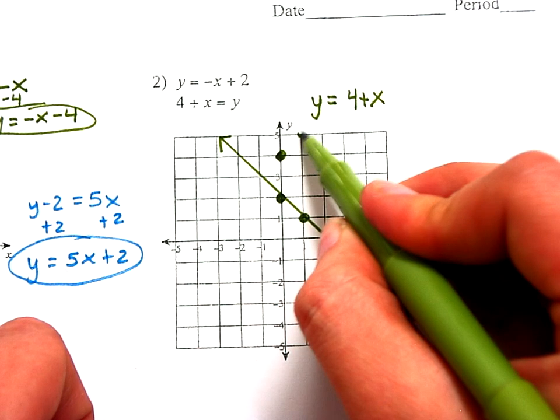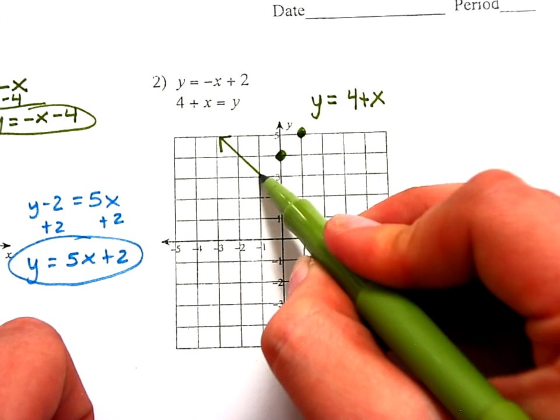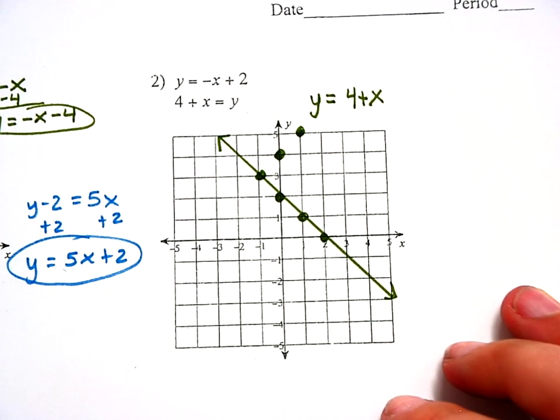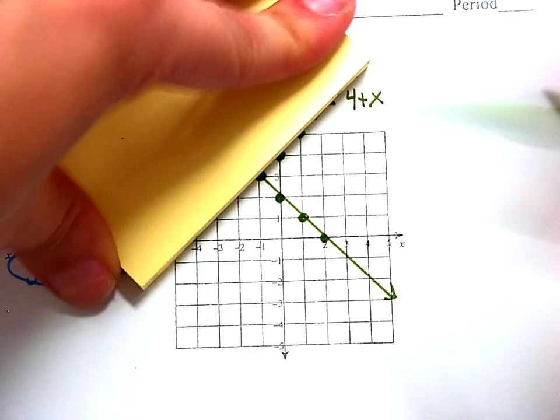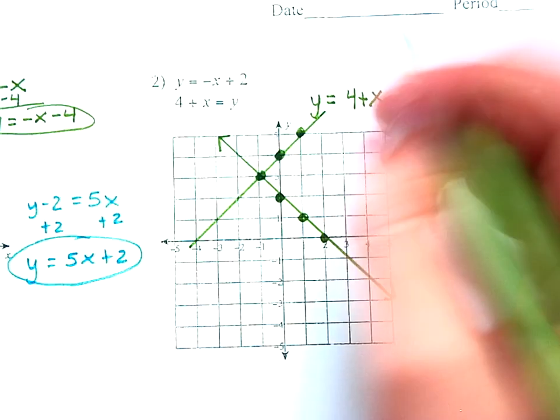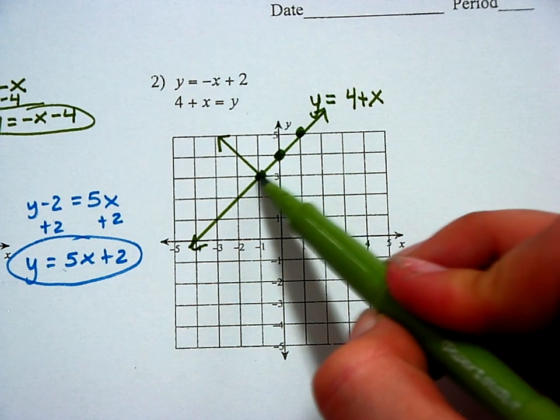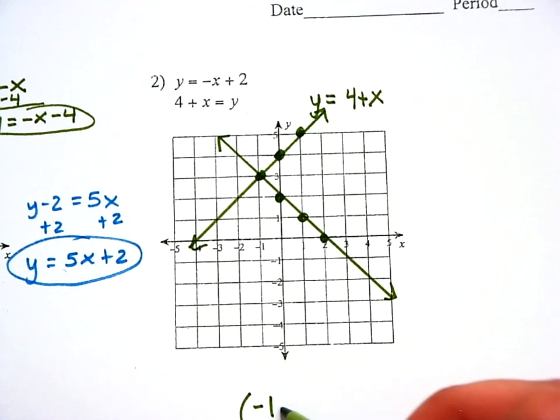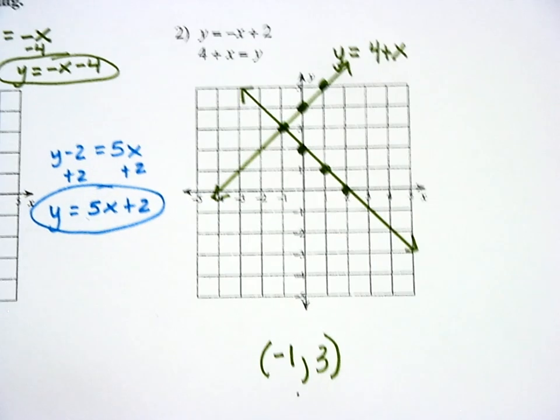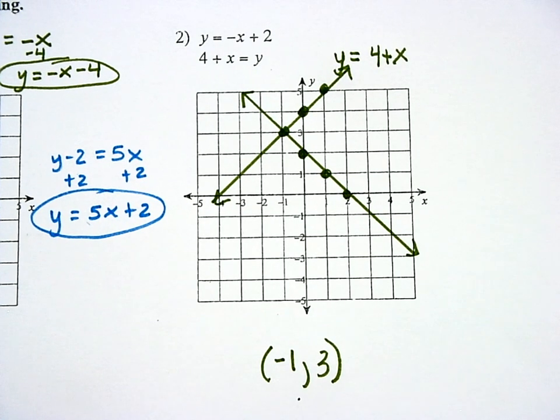Up 1 over 1, or we can go down 1 over 1. Okay, so I'm going to connect these. I just did these in the same color. Hopefully we can see the difference between the two lines. And you'll see really easily that these intersect at the point negative 1, positive 3. So that's the solution to this system. Okay, so this is how we solve it with graphs.